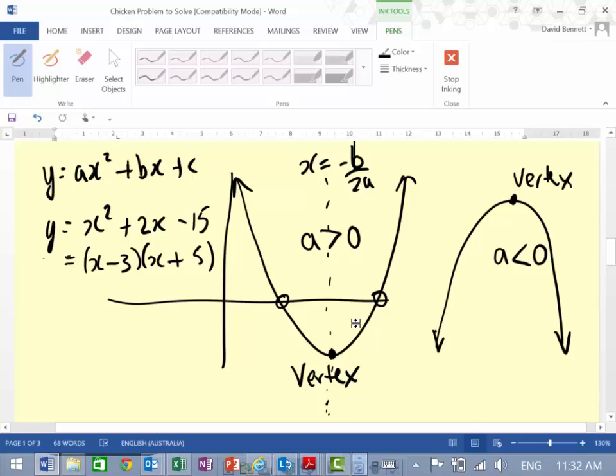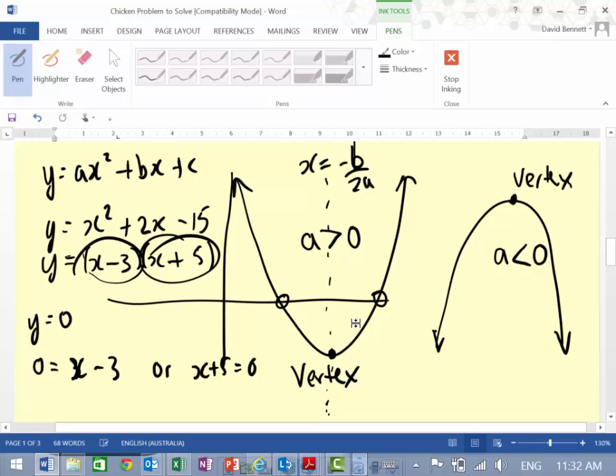If we make y equal to 0, the line along there is y equals 0. The x-axis is y equals 0. Therefore 0 is equal to x take 3, x plus 5. We have to make that equal to 0, so either that term has to be 0 or that term has to be 0. In other words, x is going to be equal to 3, or x is going to be equal to negative 5. Do you remember doing this last year, factorisation?